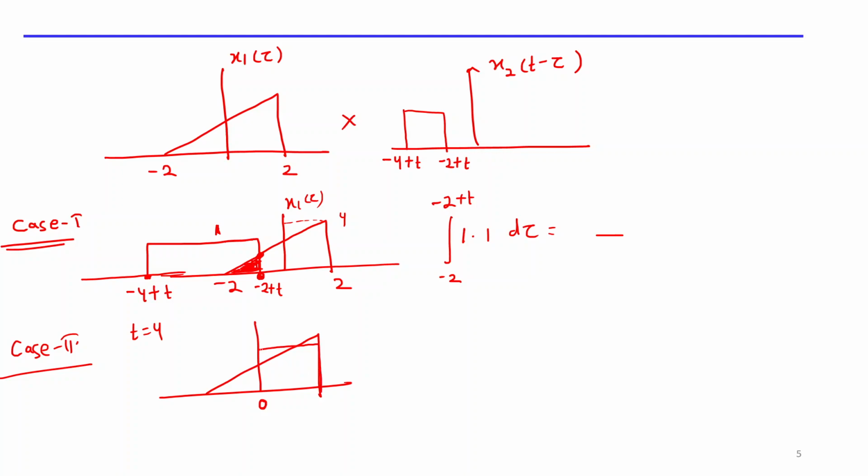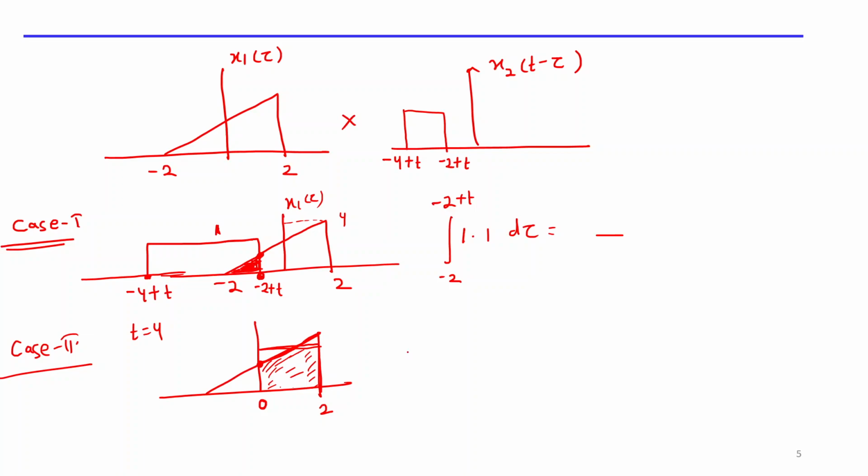Now the overlapping area is here. So you have to integrate these two signals from here to here, taking whatever the amplitude is, and here you need to find out the slope of that signal.